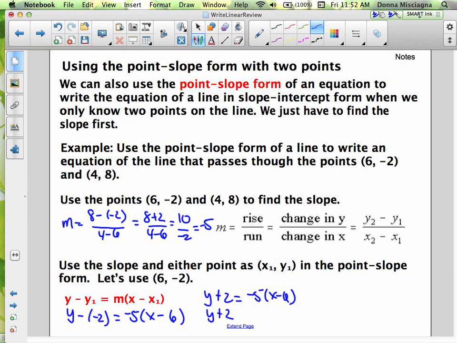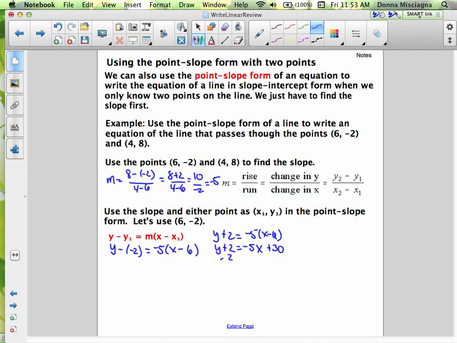Y plus 2 equals -5x. -5 times -6 is a positive 30. And now we need to subtract 2 from both sides. All right, so that's going to give us y equals -5x plus 28 as our equation in slope-intercept form.